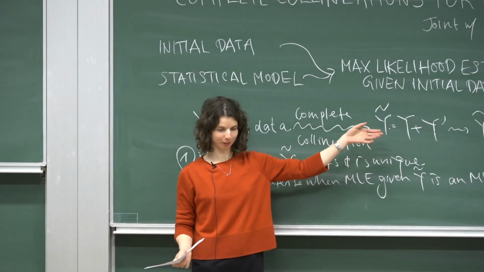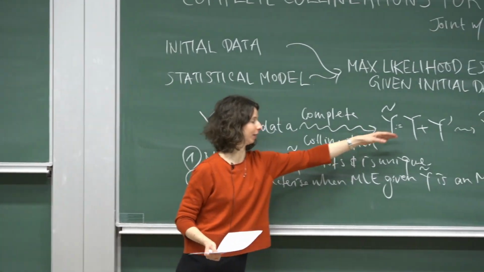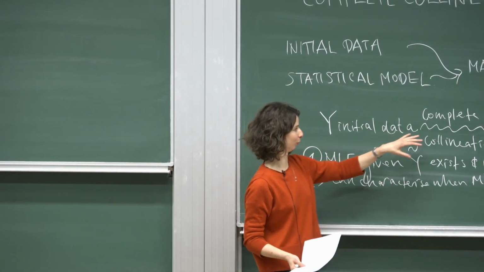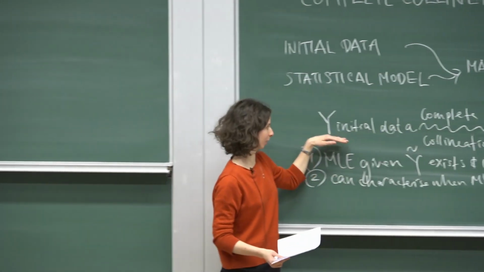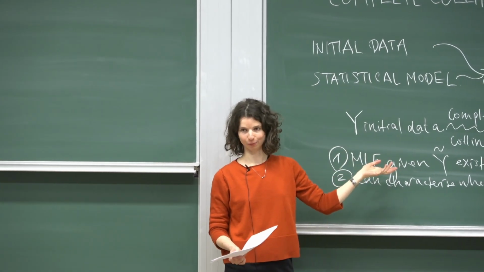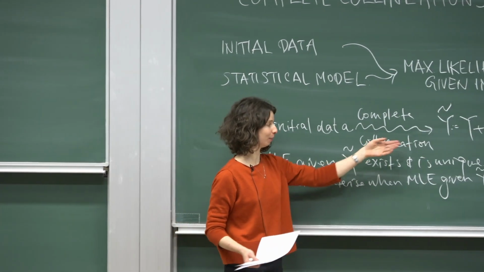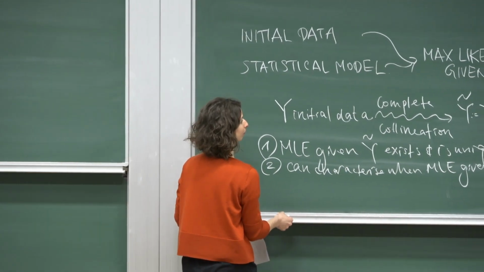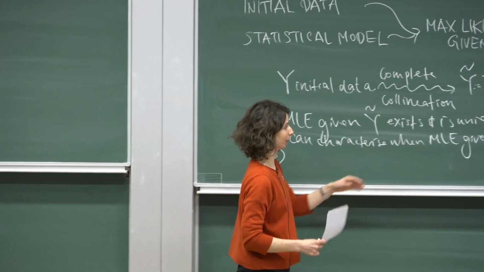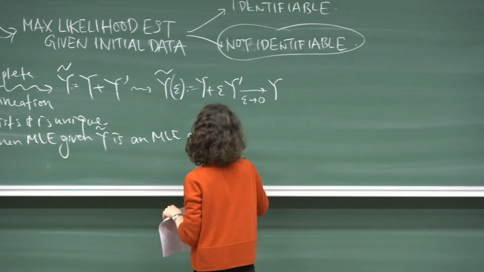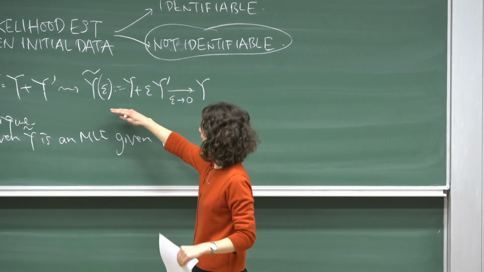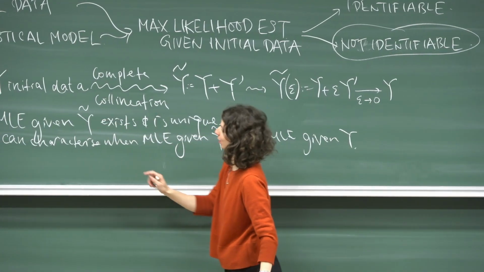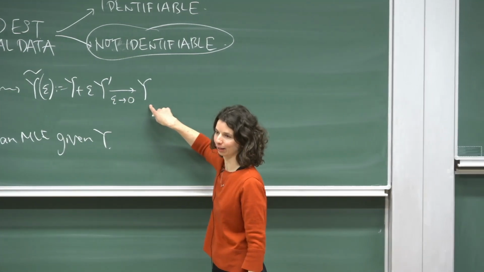You make this perturbation, and either the MLE given this is already an MLE given y, and then you're kind of done, because that's a correct set of parameters given y, that's what you should be working with. But it could be that the MLE given this is not an MLE given y. And then the third result is that by taking this limit as epsilon tends to 0, the MLE given y tilde of epsilon, which is unique for any non-zero epsilon, will tend to an MLE given y.